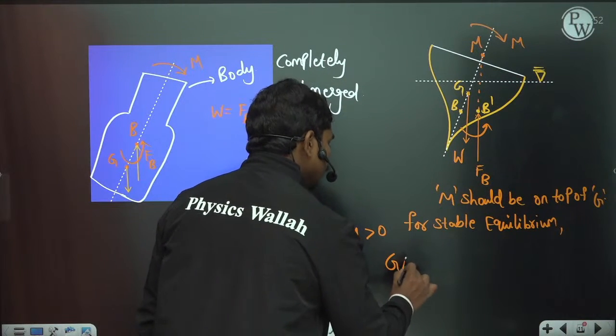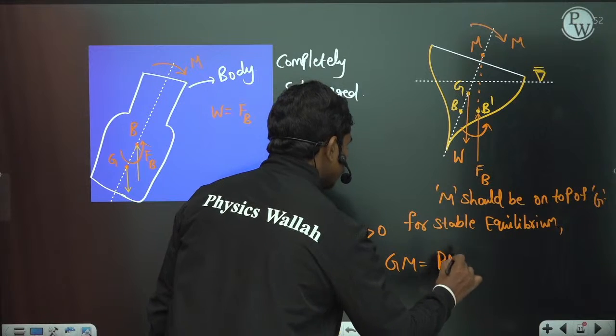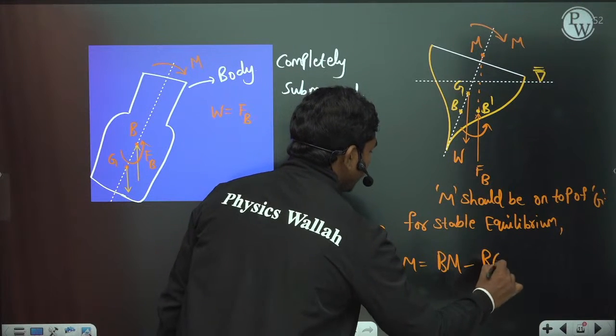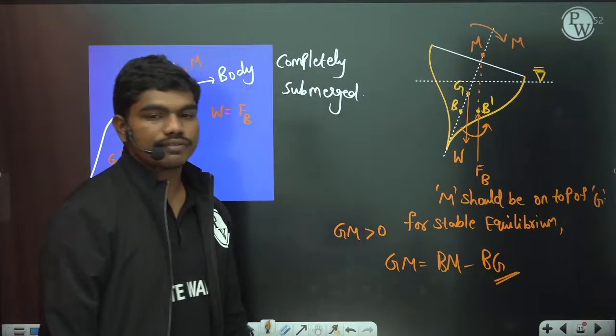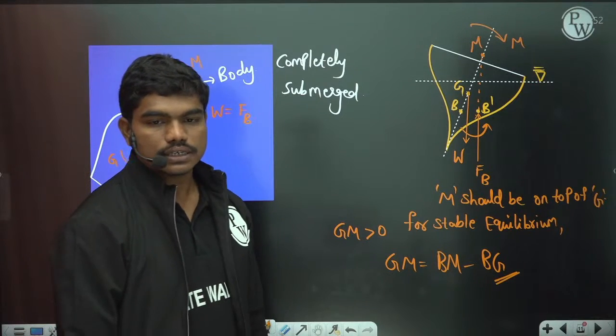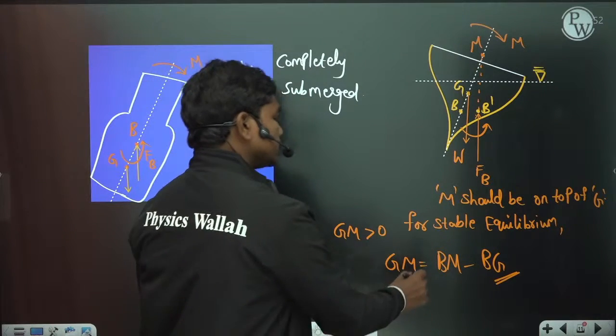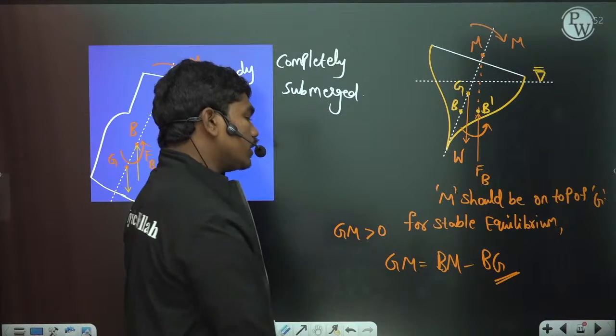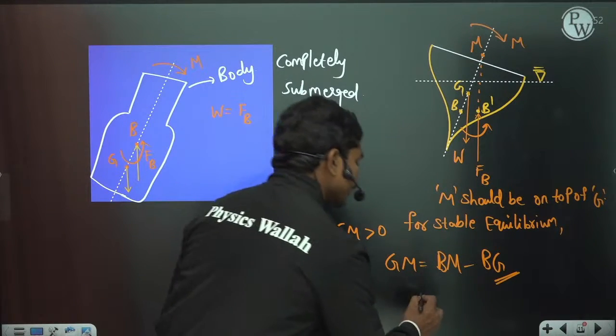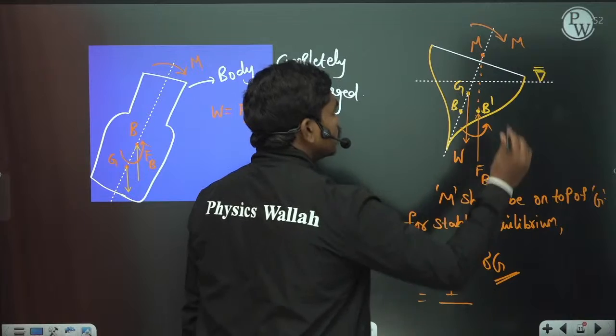GM value is nothing but, you know, there is something called metacentric radius minus the BG value. BG is the distance between the center of the body and the center of buoyancy. Okay, so now if you see, GM is equal to BM minus BG. Clear? So BM is nothing but the moment of inertia of the plane about this axis.